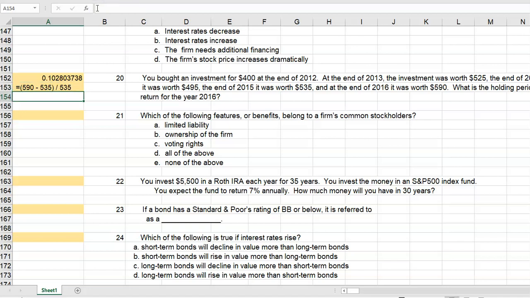Now, one thing to note is if I had gotten some dividends or interest in the middle here, I'd add that to my ending value. I have to include that money, right? Because it did return it to me.